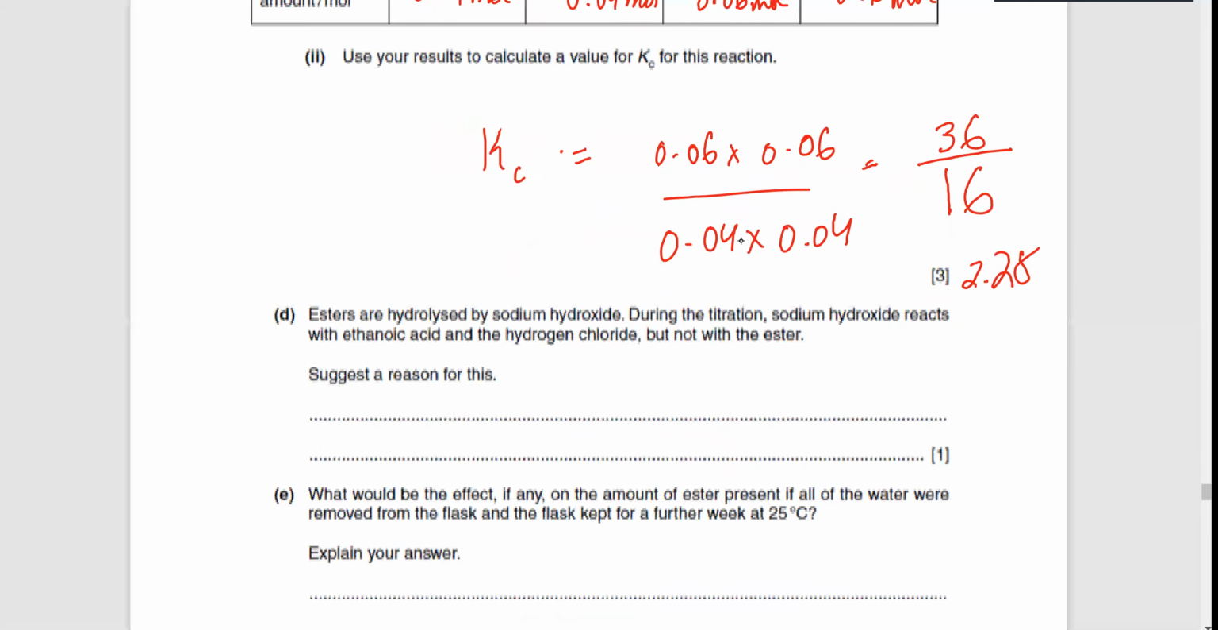And the rest, I mean, we can ignore this. This is organic chemistry.